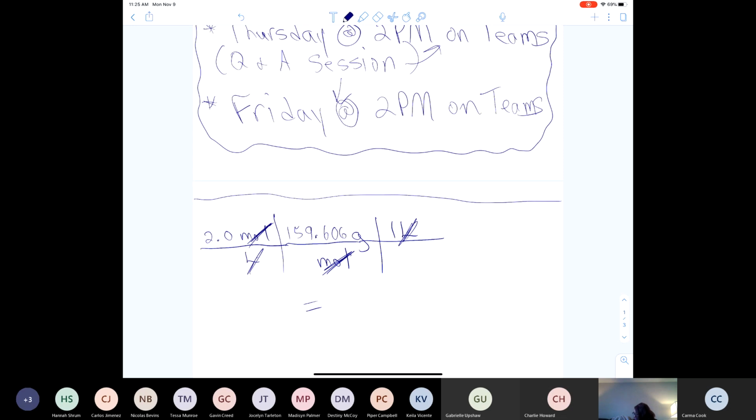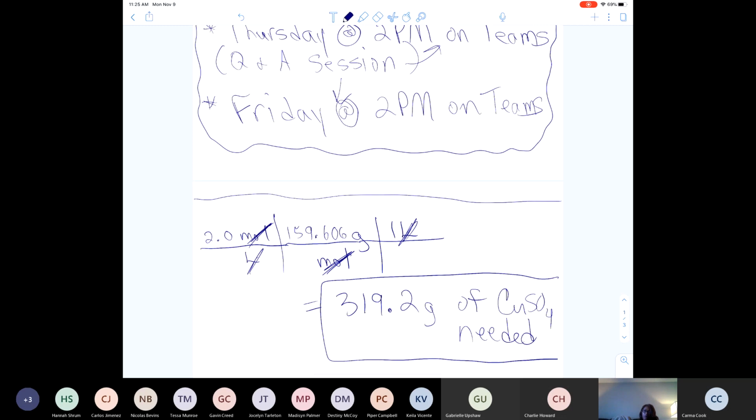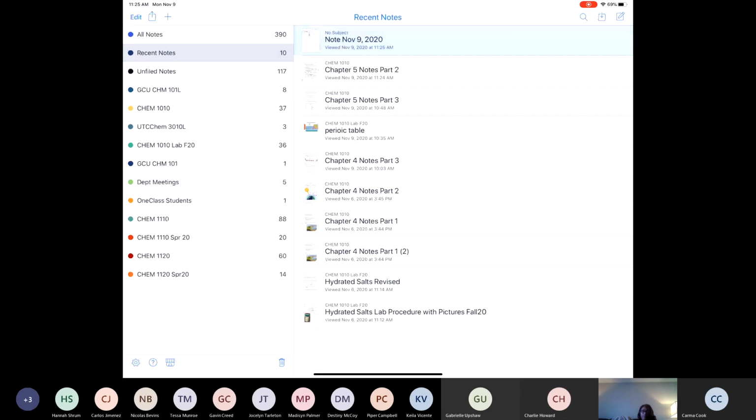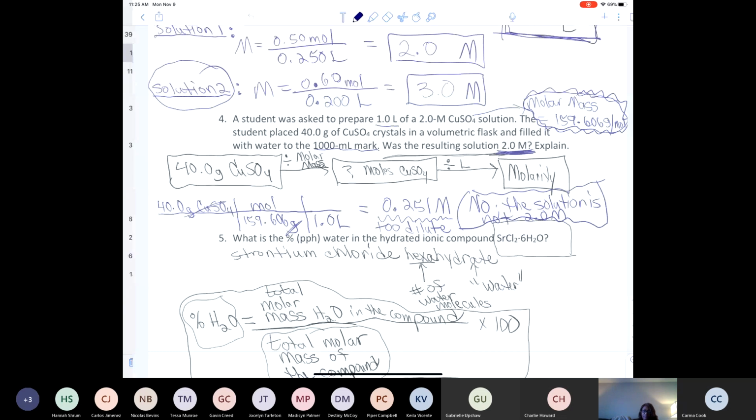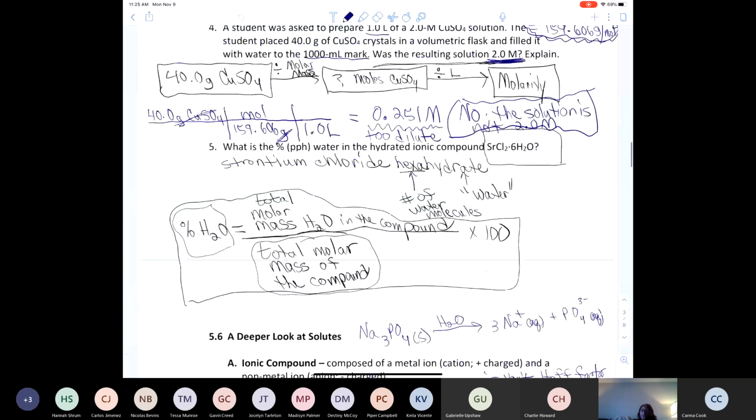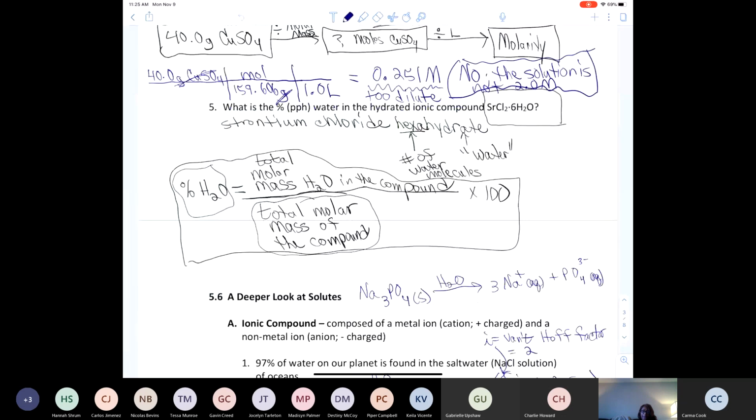So she or he should have weighed out 319.2 grams. That's how much was needed to actually make a 2.0 molarity solution of the copper sulfate. So that student weighed out a whole lot less copper sulfate than what was required. So that's why the solution was not 2.0 molarity.